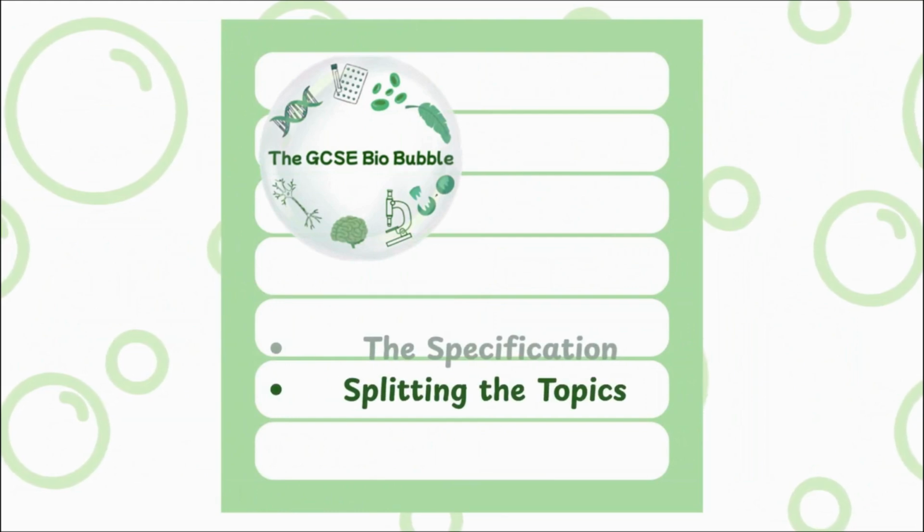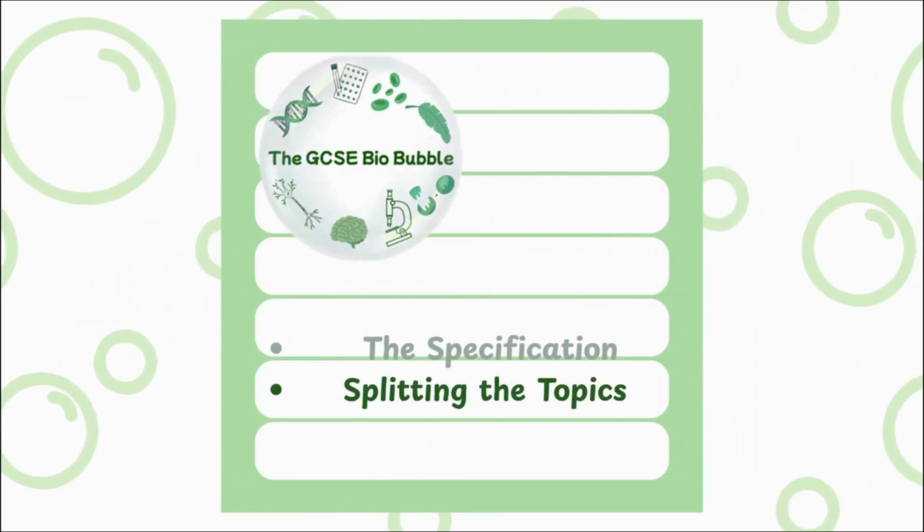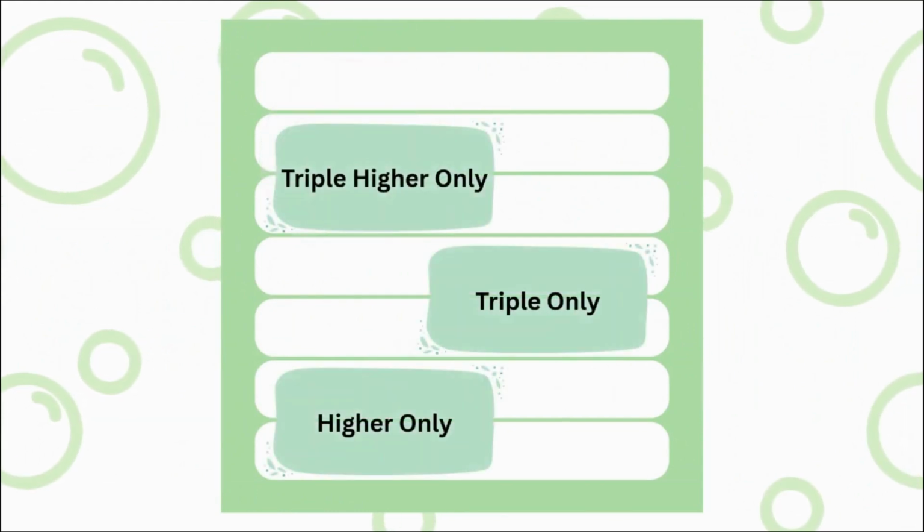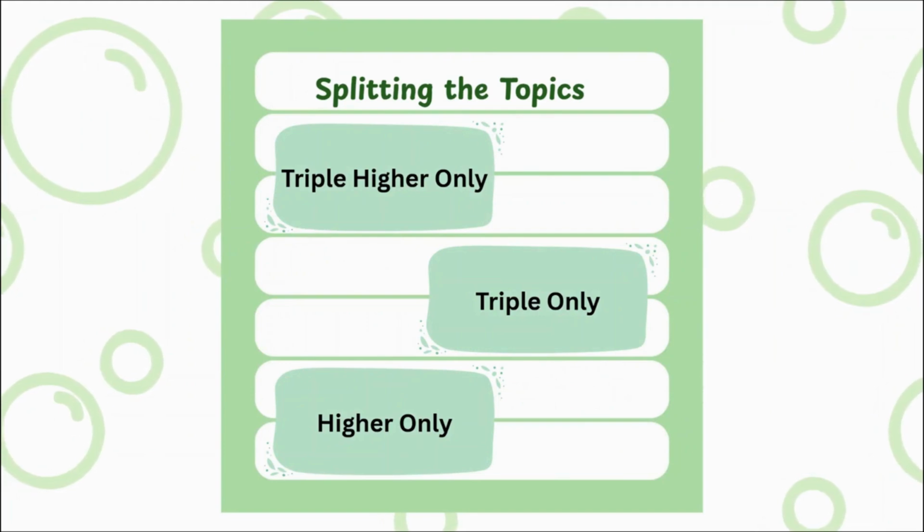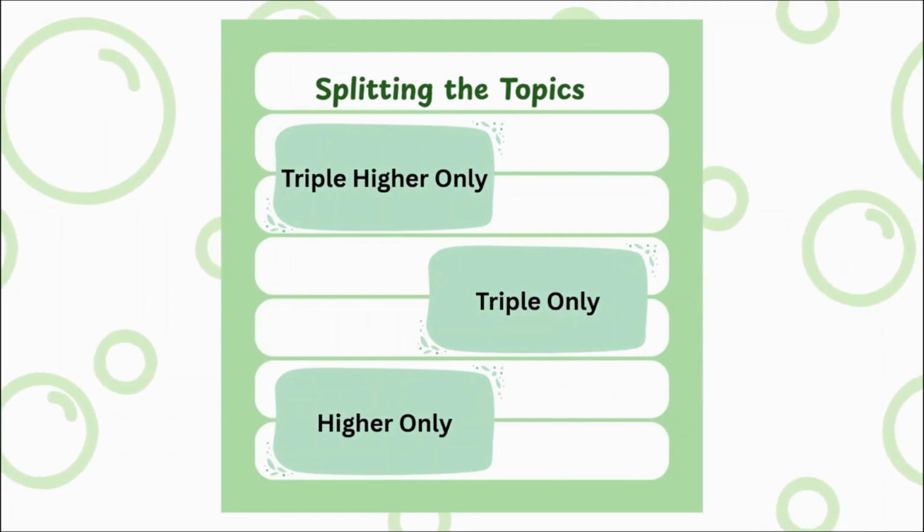So now that we're done with the spec, we can talk about how I'm going to split the topics in my videos. I want this channel to be helpful to everyone, whether you do triple, combined, foundation or higher. So I've made a few simple tags. We've got triple only, so that's for all triple students regardless of the tier. Higher only for combined and triple higher tier, and then triple higher only is, well, pretty self-explanatory.